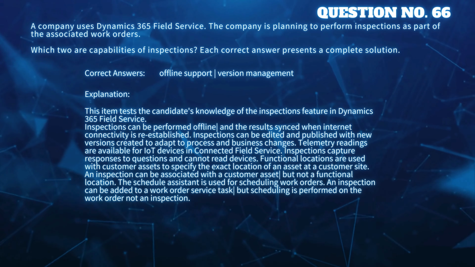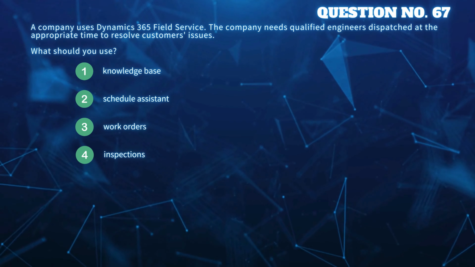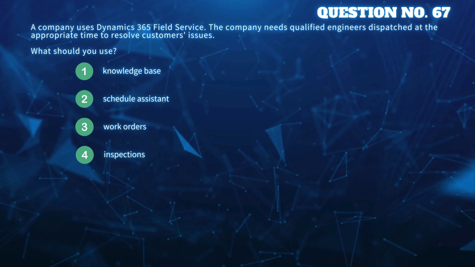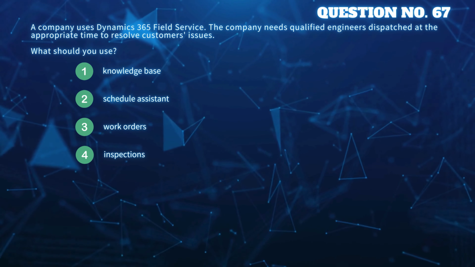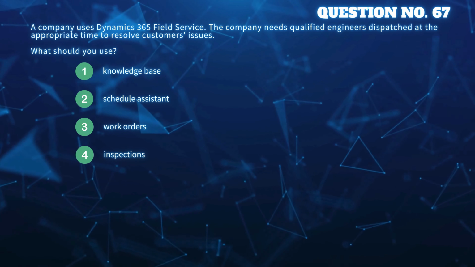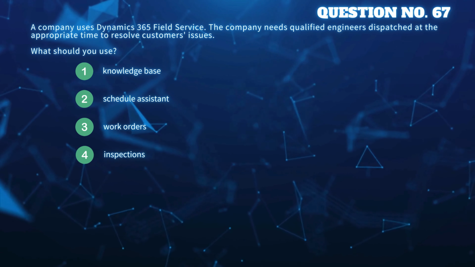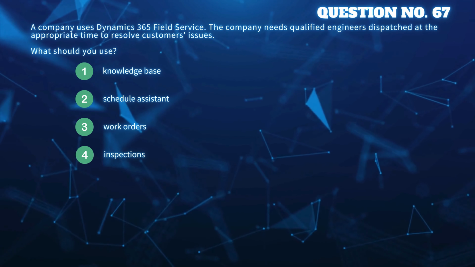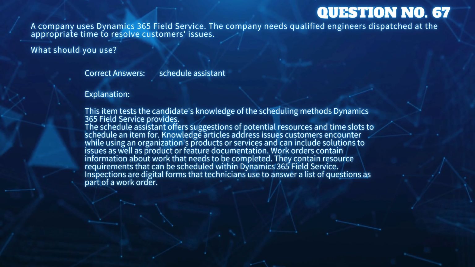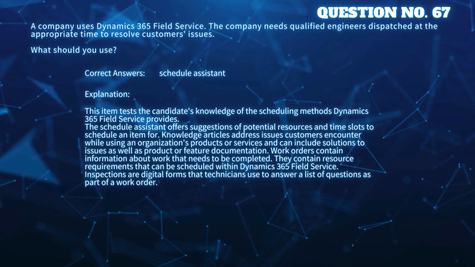A company uses Dynamics 365 Field Service. The company needs qualified engineers dispatched at the appropriate time to resolve customers' issues. What should you use? Option 1. Knowledge base. Option 2. Schedule assistant. Option 3. Work orders. Option 4. Inspections. Correct answer: schedule assistant.